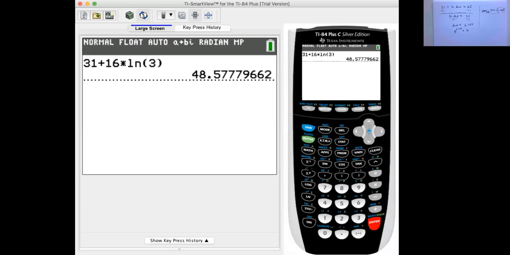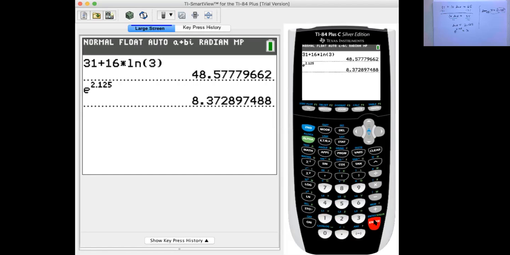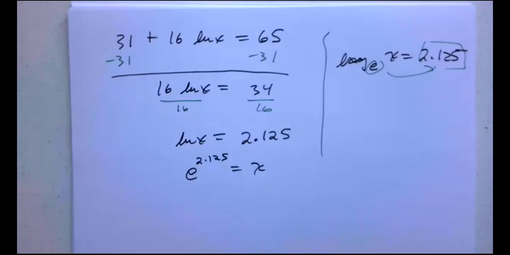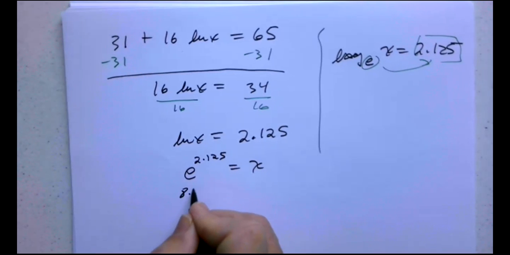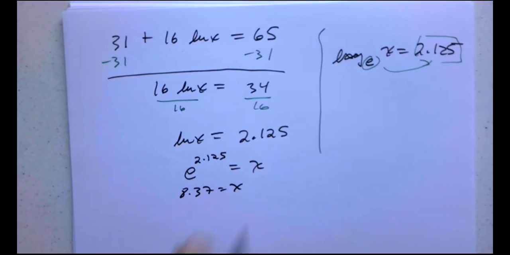e to the is second log. We'll see the e to the x in blue. e to the 2.125 gives me 8.37. Call it 8.4 maybe. And we'll go with 8.37. So 8.37 is x.